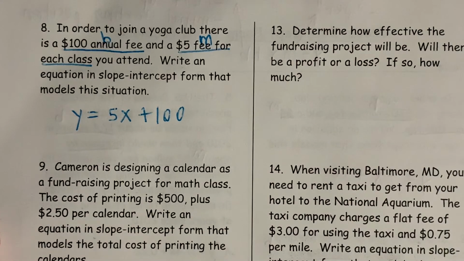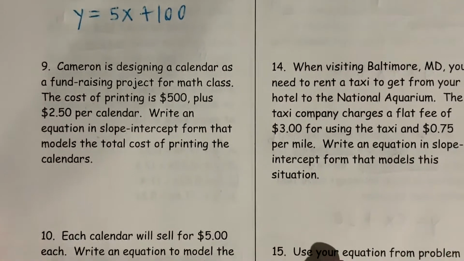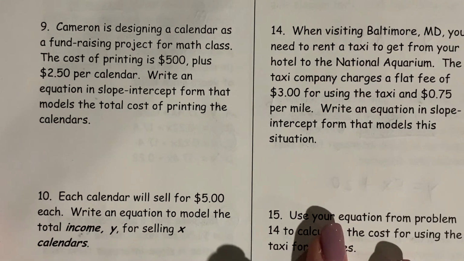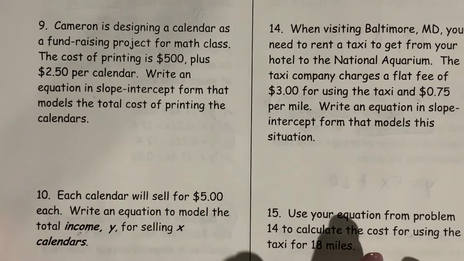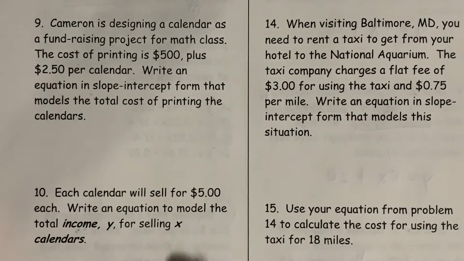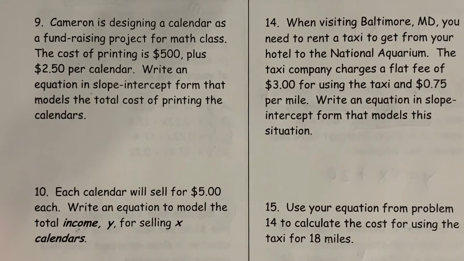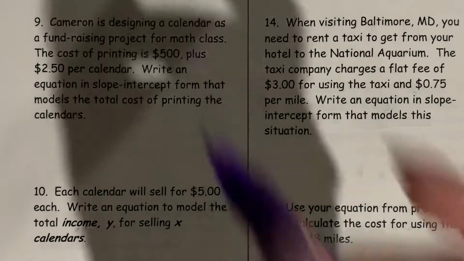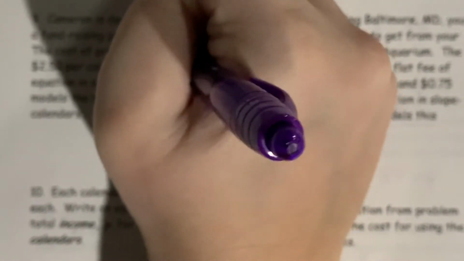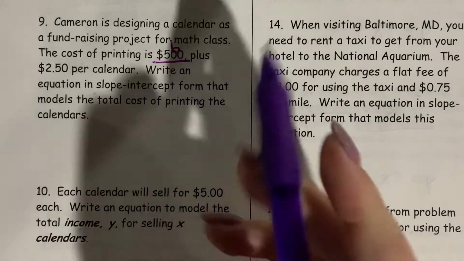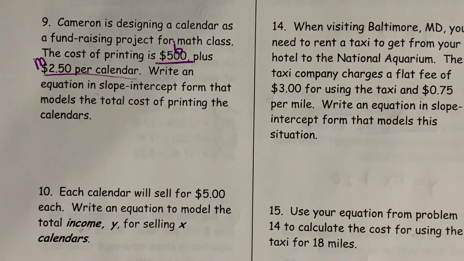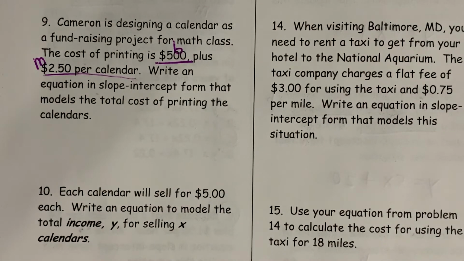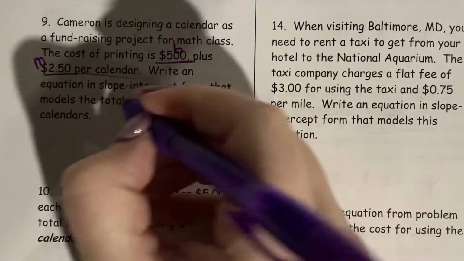All right, let's look at number 9. And number 9 is actually going to go with numbers 10, 11, 12, and 13. So these all go together. Number 9 says Cameron is designing a calendar as a fundraising project for math class. The cost of printing is $500. So that's my initial value plus $250 per calendar. So that's my rate of change. Write an equation in slope-intercept form that models the total cost.